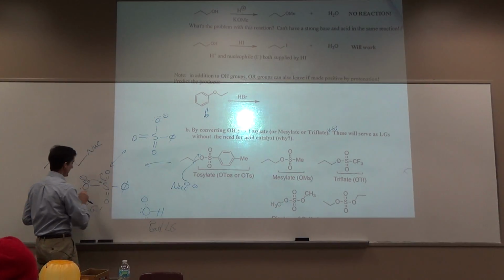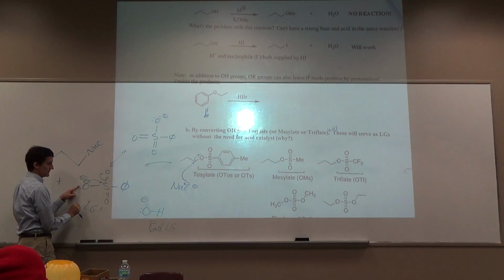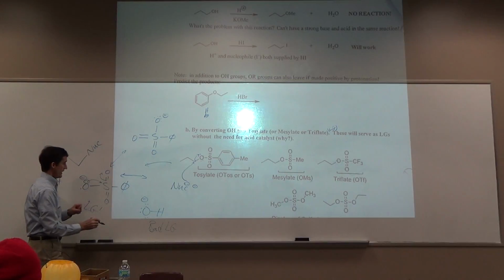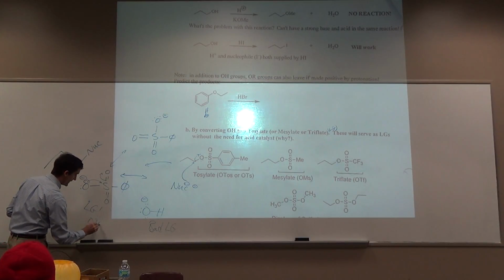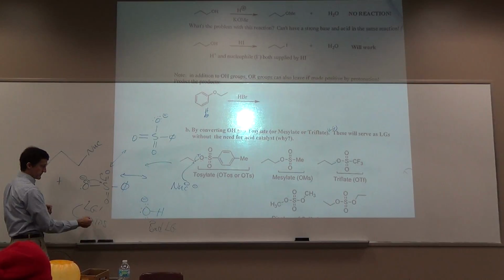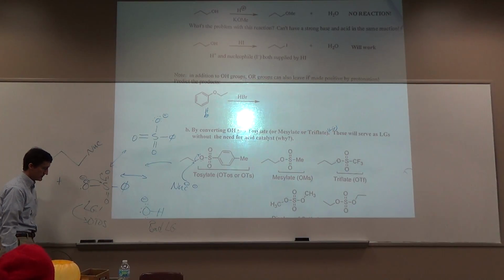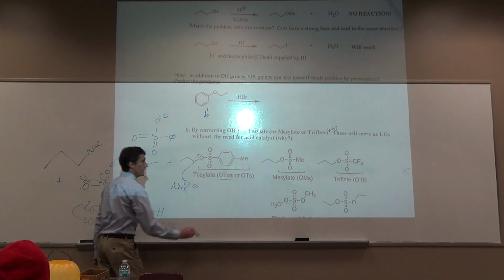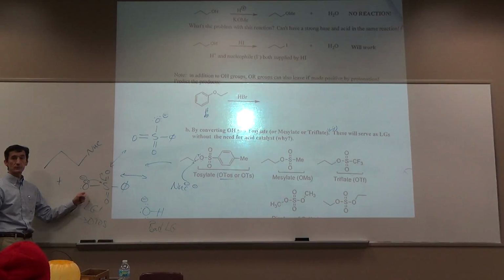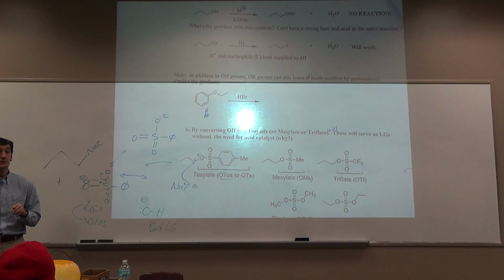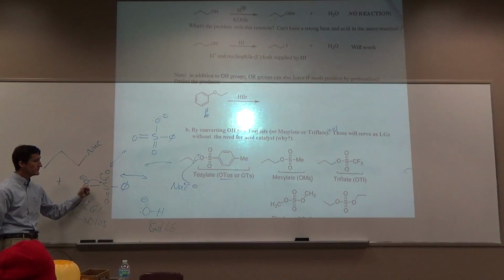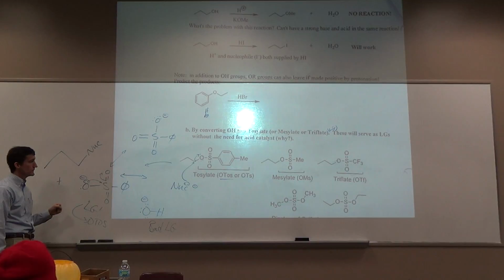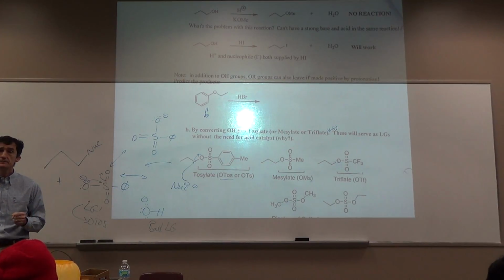You can put this minus spread over all these oxygens. You can also put the minus on that oxygen. Okay? And this is your OTs. That's your OTs leaving group. That's your tosylated leaving group. It will leave, and you don't have to protonate it because the leaving group is stabilized by resonance. And it's just as good a leaving group as bromine and iodine.